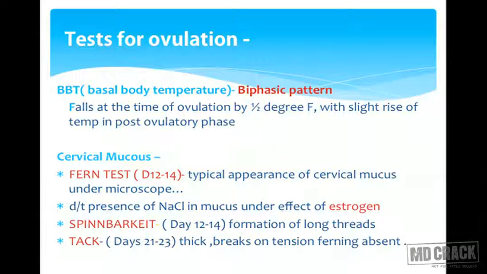Basal body temperature, that is BBT. We all know that whenever there is ovulation, there is release of ovum, formation of corpus luteum that secretes progesterone. So if the woman takes her temperature in Fahrenheit once she gets up from the bed before she eats, and marks it on a graph, there is a fall at the time of ovulation by half a degree Fahrenheit, and once ovulation is there and release of progesterone is there, then there is a slight rise in the temperature in the post-ovulatory phase. So this biphasic pattern is an indication of ovulation.